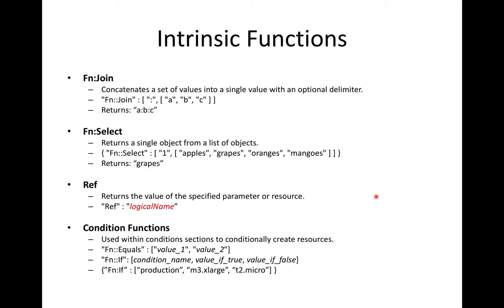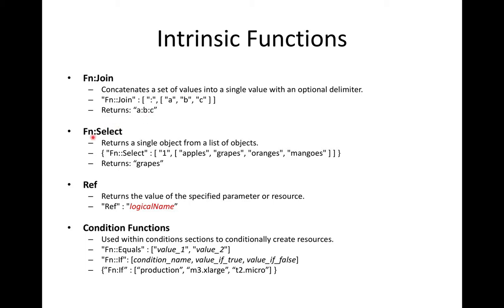A couple more intrinsic functions to walk through here. The Join function allows us to concatenate a set of values into a single value, and the concatenated values can be delimited by an optional delimiter that we specify. Here's an example where we're using the Join function, and we're joining together a set of values, A, B, and C, a set of strings, and we're using the colon character as a delimiter. When we run this function, it will return a single string, A:B:C. Very, very useful function that provides concatenation.